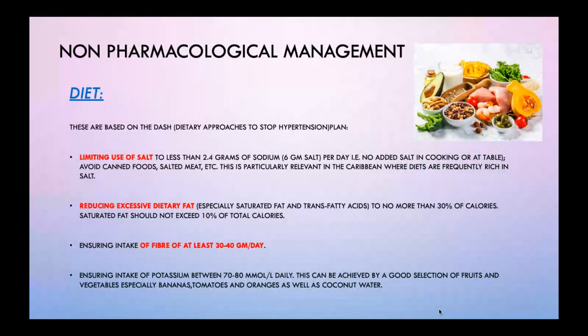So management, non-pharmacological management. We should always start with counseling patients on the modifiable risk factors. So diet and exercise, conservative management. Even if we are placing a patient on medication, we should always start with counseling them on what they can do to help themselves, which is diet and increasing their levels of physical activity.